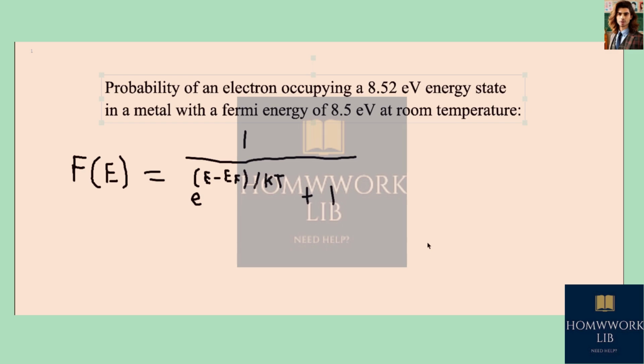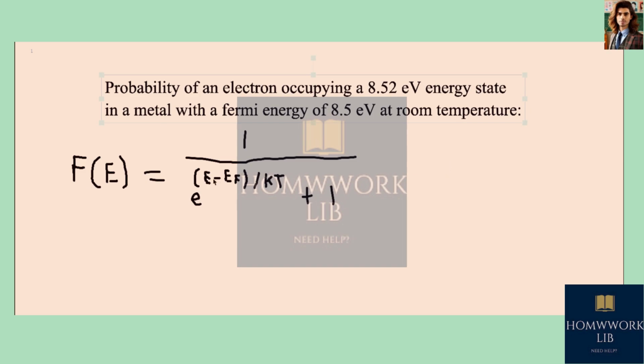So the first thing we need to consider is that we're dealing with electrons. Electrons are fermions, meaning that no two electrons can occupy exactly the same energy state. As a consequence of this, we need to use Fermi-Dirac statistics, which means that the probability of a given electron occupying some energy state is given by this formula here.